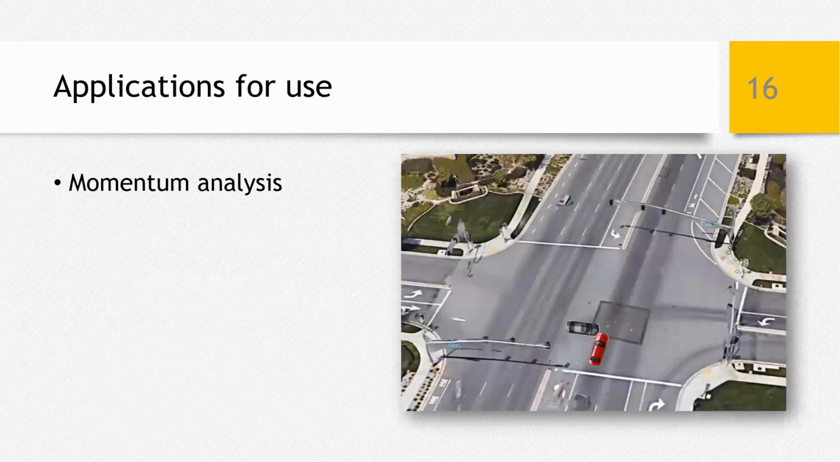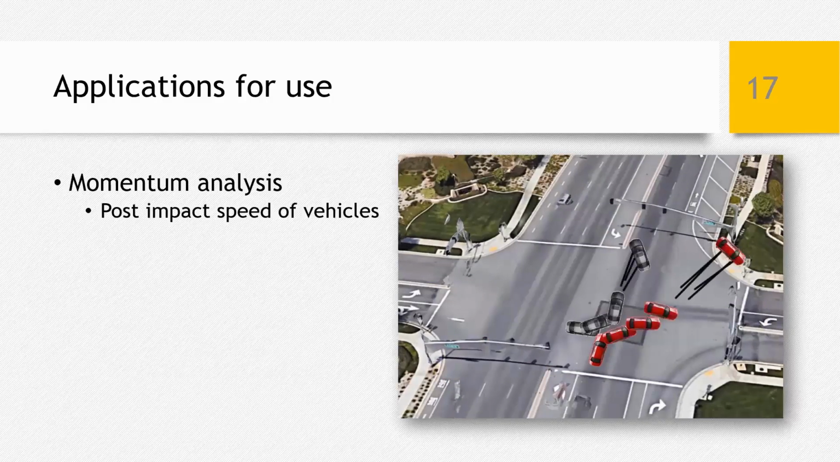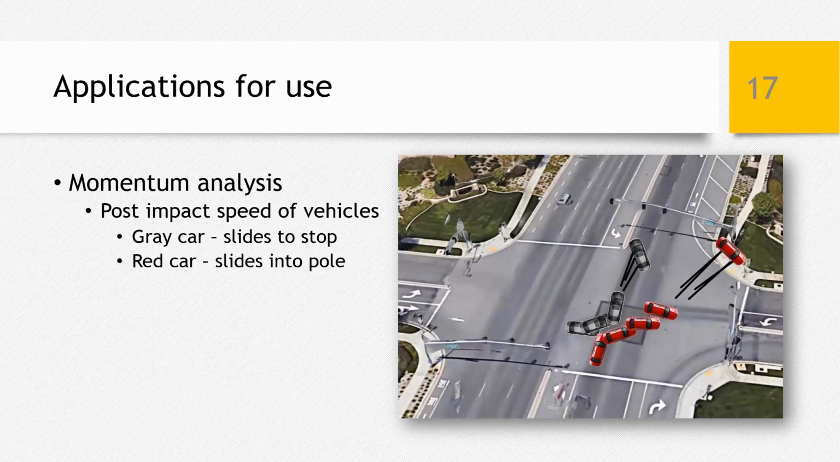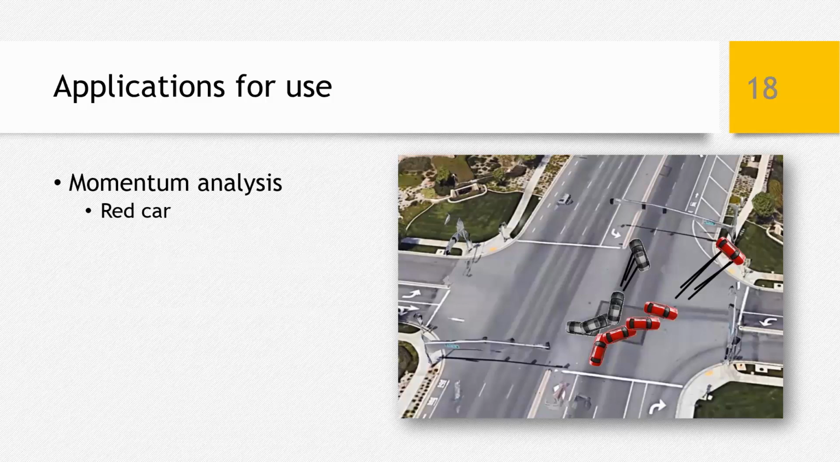In a momentum analysis, how can EDR data be used to help in these types of cases? You have your typical intersection crash. As part of a momentum analysis, you'll need to determine the post-impact speed of each vehicle. The gray car in this example slid to a stop on asphalt, so it's relatively simple to determine the exit speed of the gray car using your speed from skid formulas and whatnot. The red car went into a broad slide, slid across the intersection, and wrapped itself around a pole on the corner of the intersection. This presents some challenges, doesn't it?